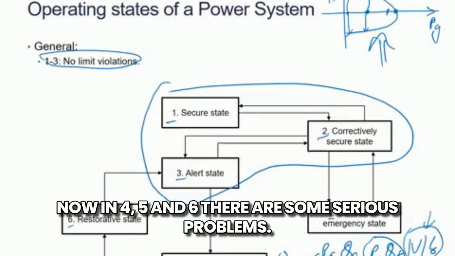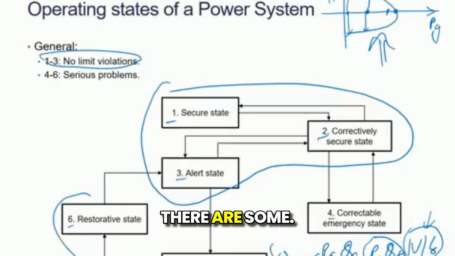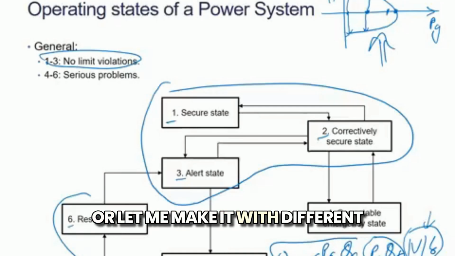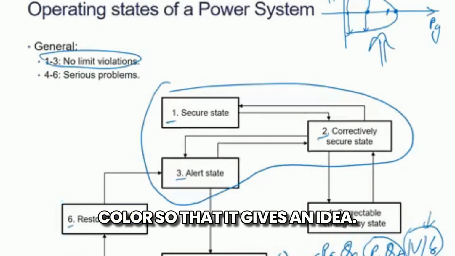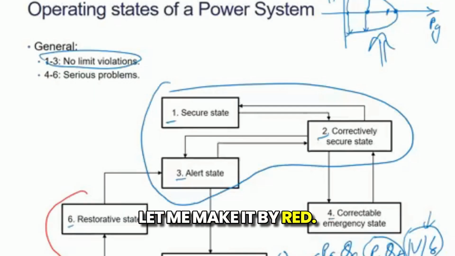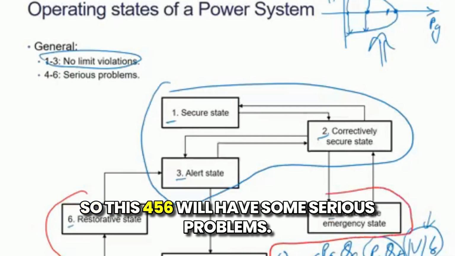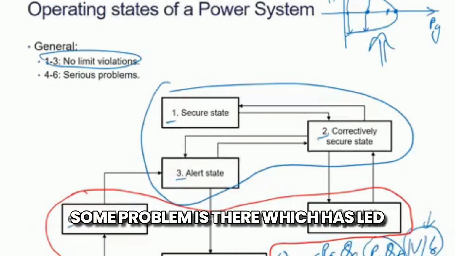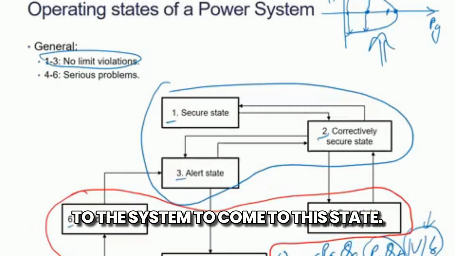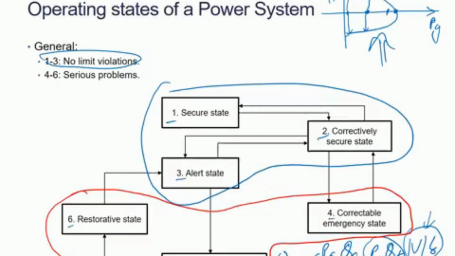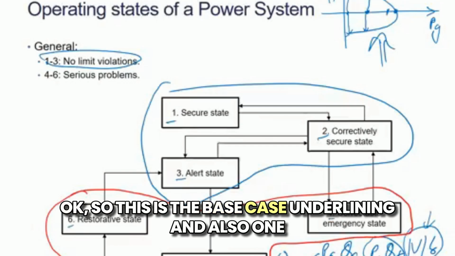Now in 4, 5 and 6 there are some serious problems. Let me make it in a different color so that it gives an idea. Let me make it red. So these 4, 5, 6 will have some serious problems. Some problem has led the system to come to this state. So this is the base case underlying.